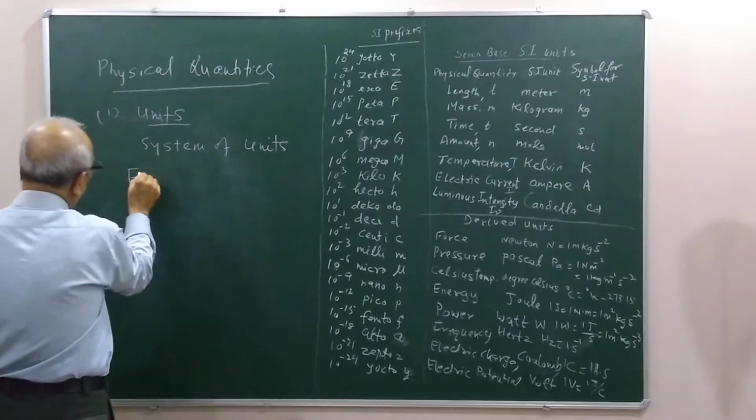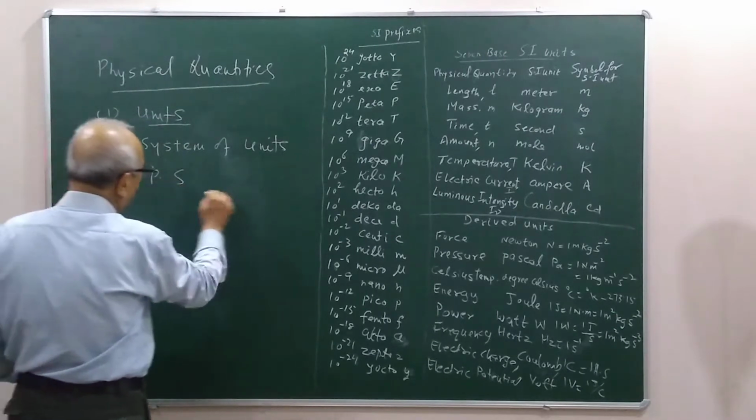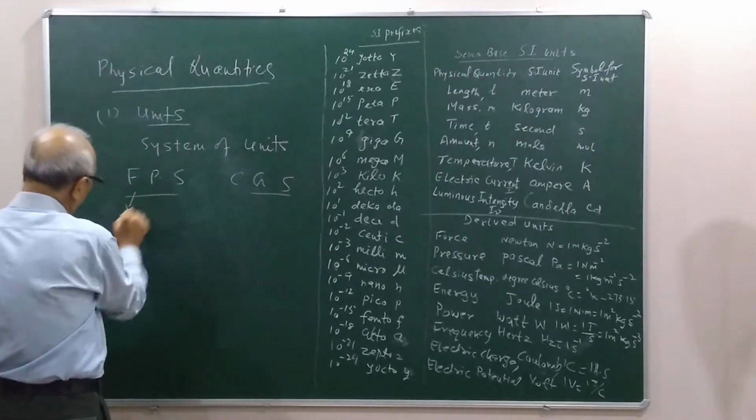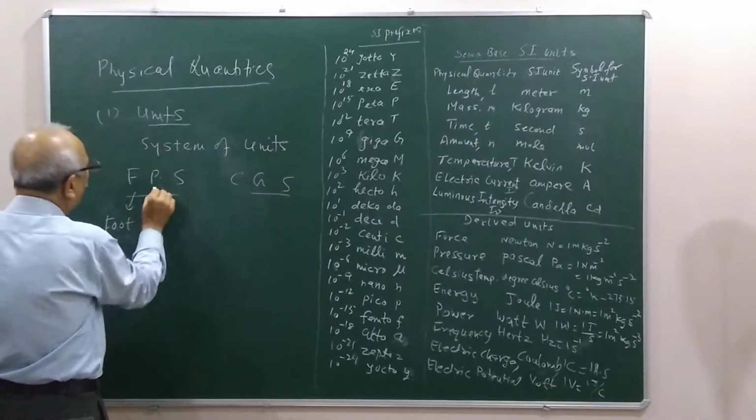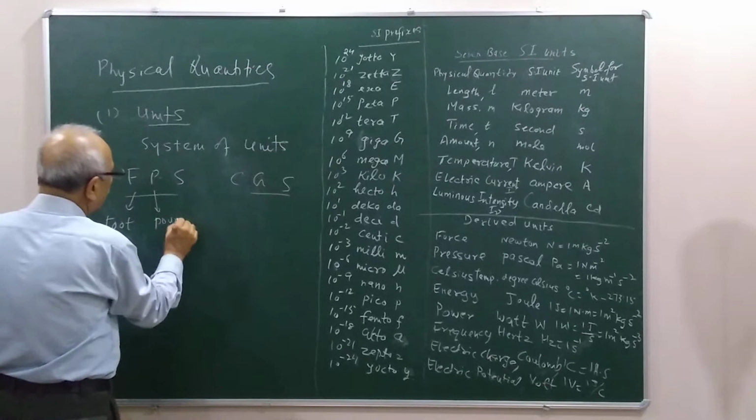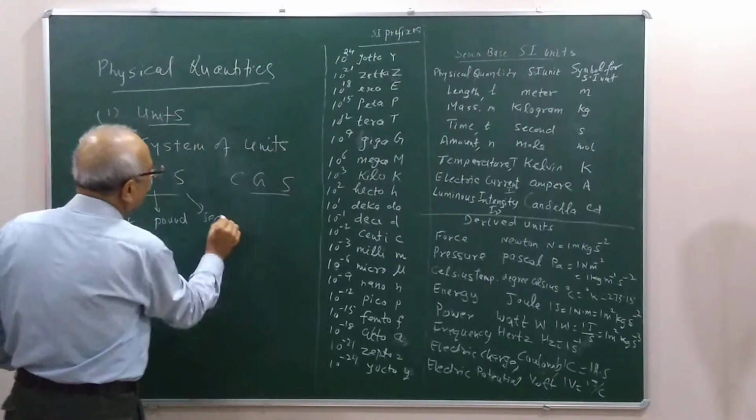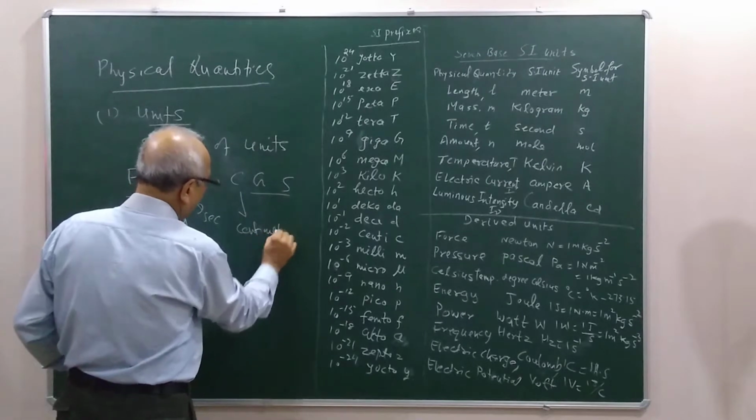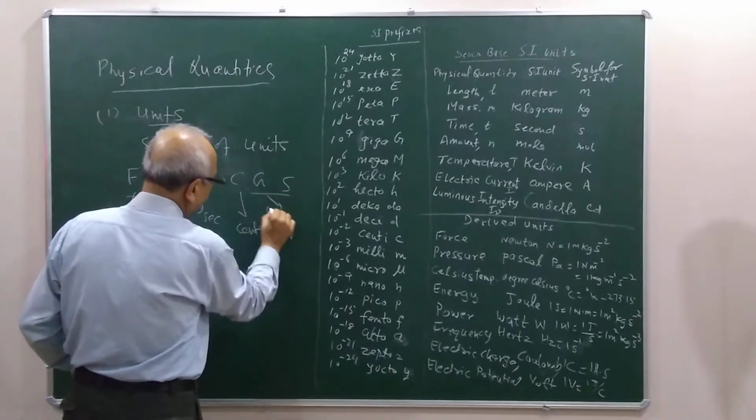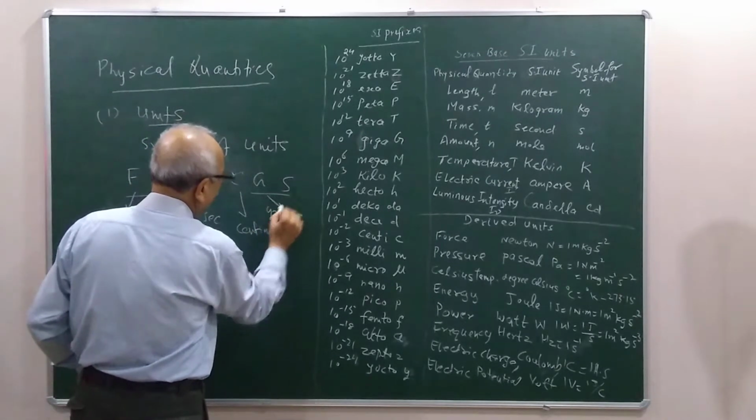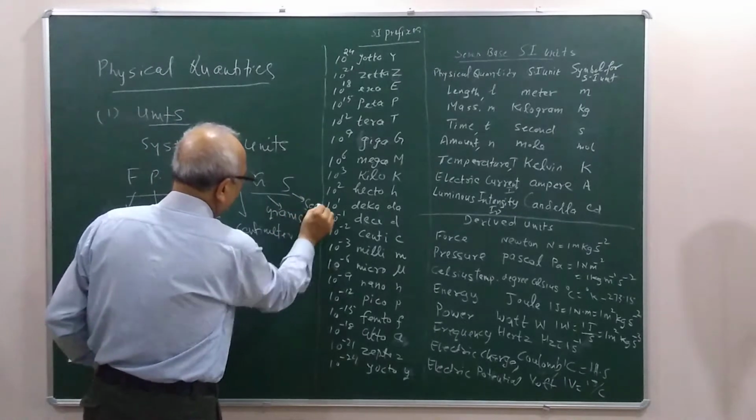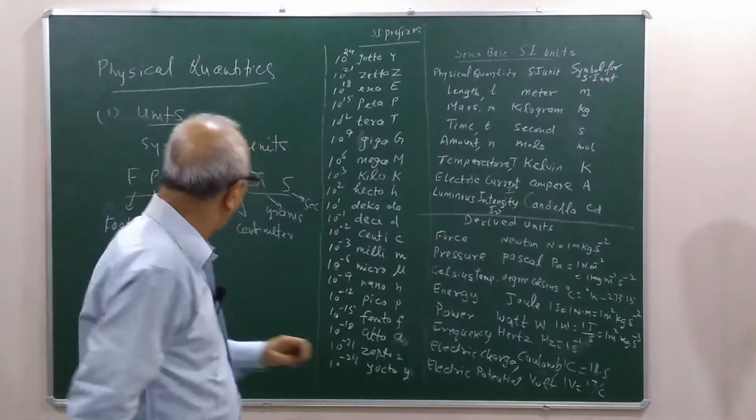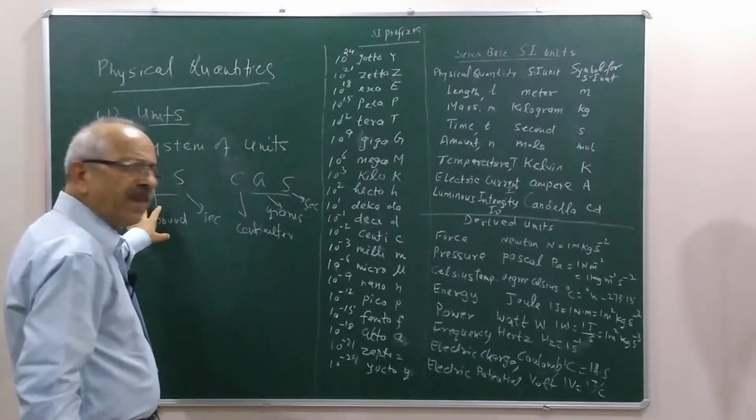We are aware that two systems of units have been very commonly used. In the books you will find this is foot, pound, second, and this I am saying centimeter, grams, seconds. These two systems of units have been used very commonly by man.